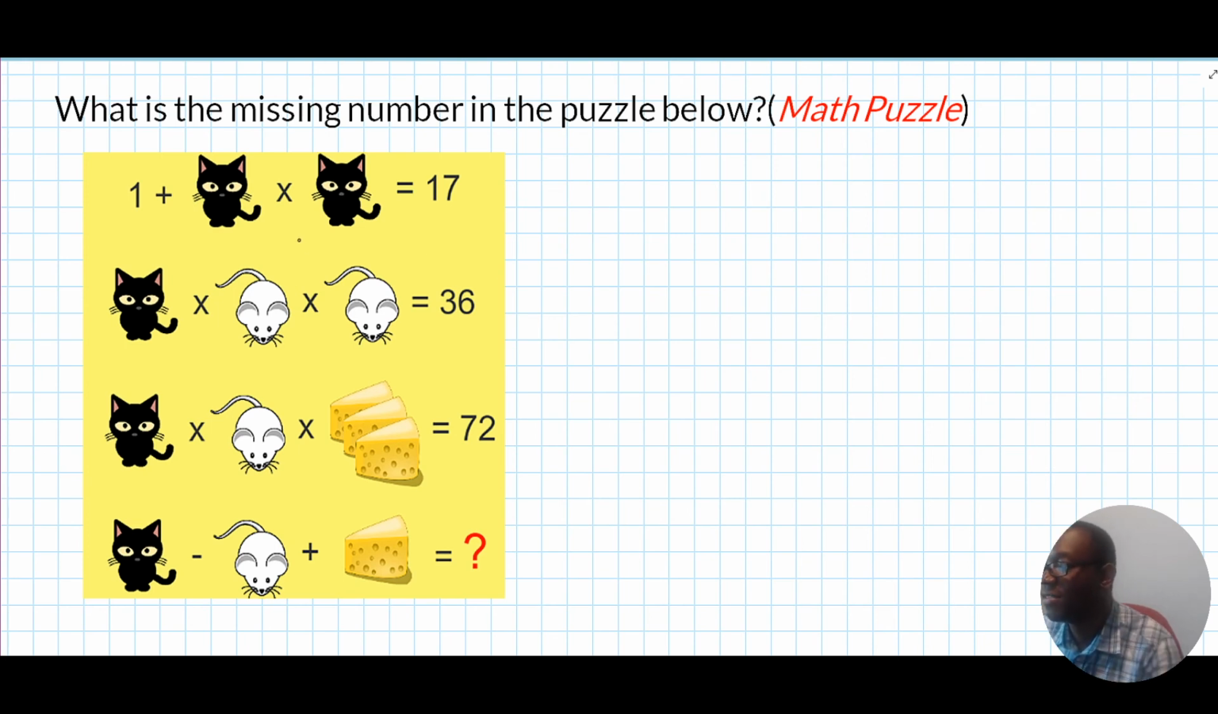So we have, what I can do is subtract 1 from both sides, and then you have 2 cats. So a cat multiplied by a cat is going to give you 16. So what is the square root of 16? It's going to be the cat is equal to 4 units.